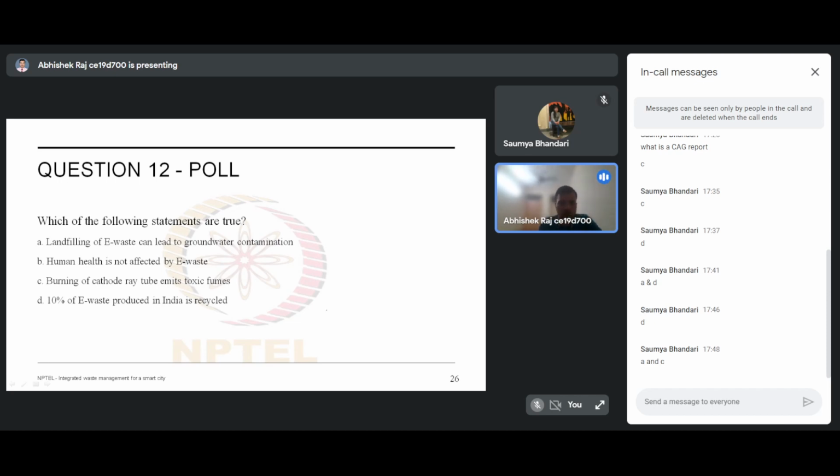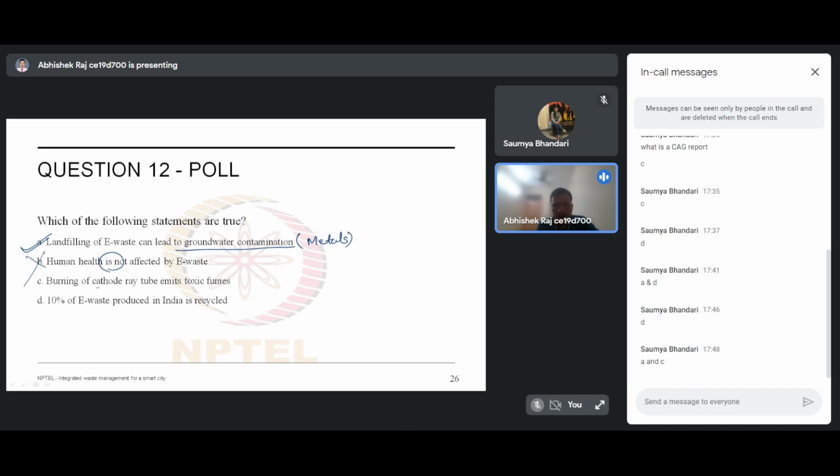So let's move on. Which of the following statements are true? Landfilling of e-waste can lead to groundwater contamination. Yes, this is correct, because e-waste contains certain metals which can leach into groundwater, thereby contaminating it. Human health is not affected by e-waste. This is not correct, because we saw the different types of diseases and environmental health hazards that can be caused by e-waste and the components present in it. So human health is indeed affected. So B is not correct.